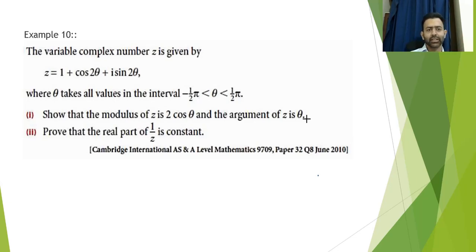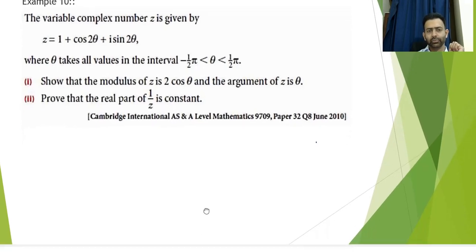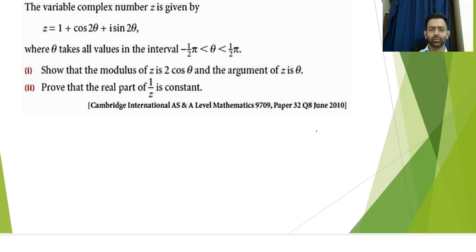So the next example says that the complex number z is given by 1 plus cos 2 theta plus i sine 2 theta, where theta is lying in this interval. We have to show that the modulus of z is 2 cos theta and the argument is just theta, right? As you know, modulus of z is given by squaring and adding and then taking the square root of the real and imaginary parts. So mod of z is given by the square root of (1 plus cos 2 theta) whole square plus (sine 2 theta) whole square, right?